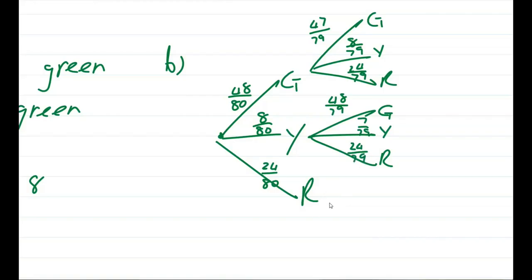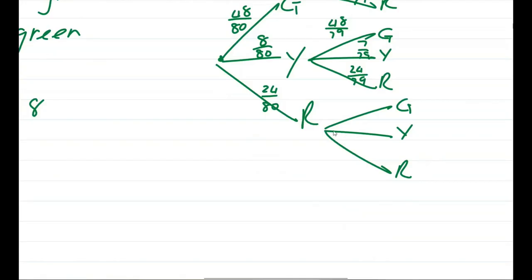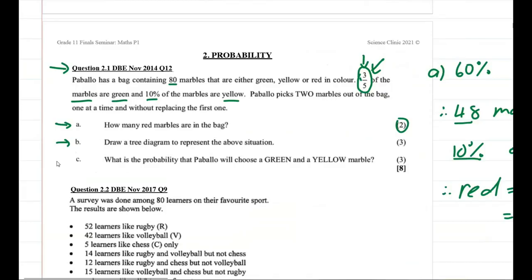Right, now for the red one, still second round, you can still pick green, yellow, or red. But what's the probability of choosing green on the second round? 48 over 79. For yellow? 8 over 79. But for your red? 23 over 79. Very good. Great. Tree diagram done.